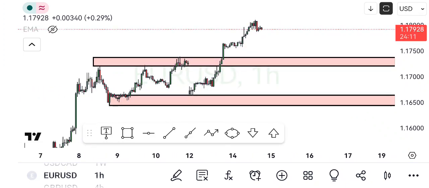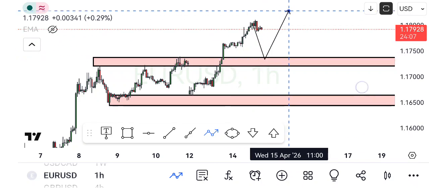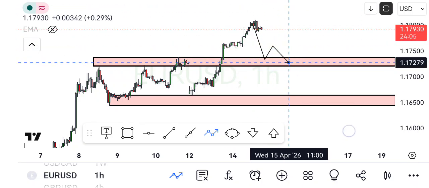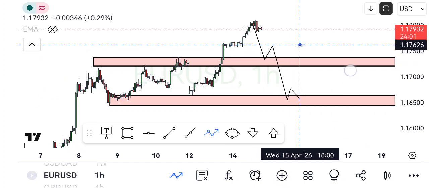So I would expect the price to come down right here so that I can buy to the upside, or it can come right here, which is going to give me even a better risk to reward ratio.